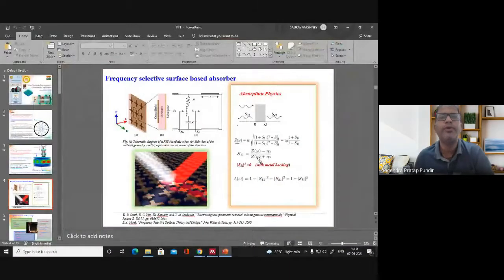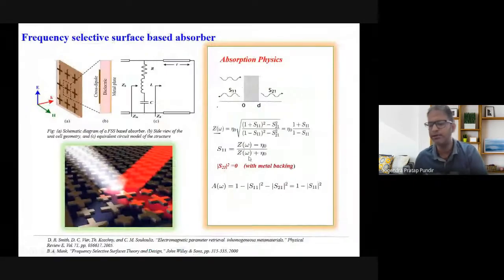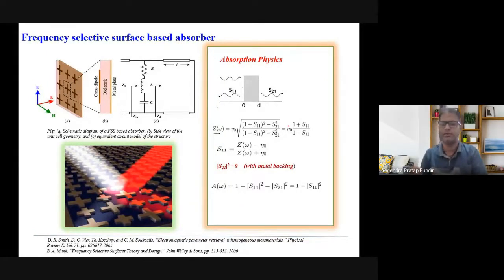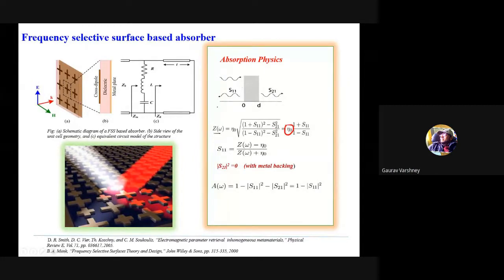Sir, with what do we have to match this impedance, sir? Zin parallel ZR? We have to match this impedance with the free space impedance. Free space impedance. Okay. Yes, you see over here. Okay, sir.